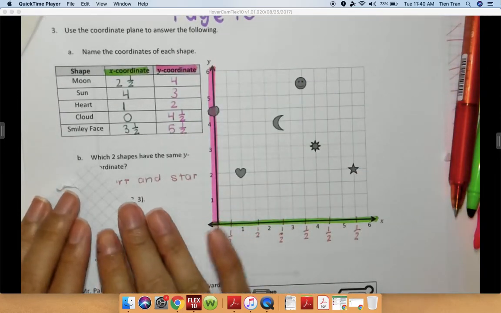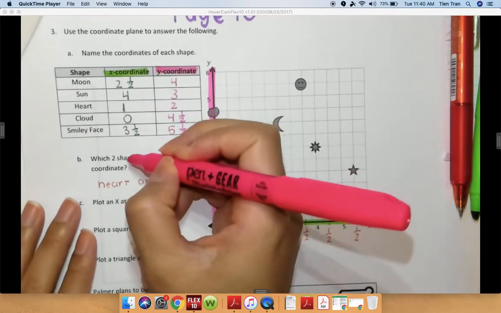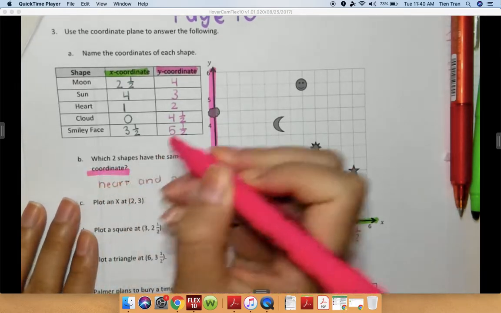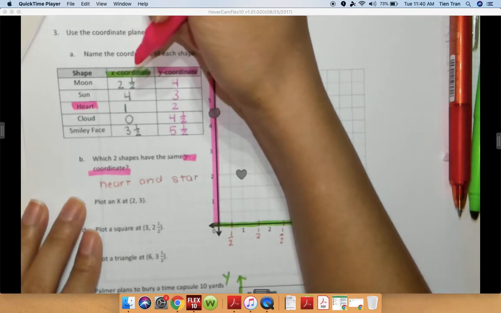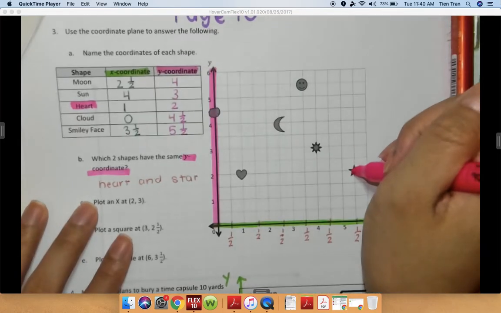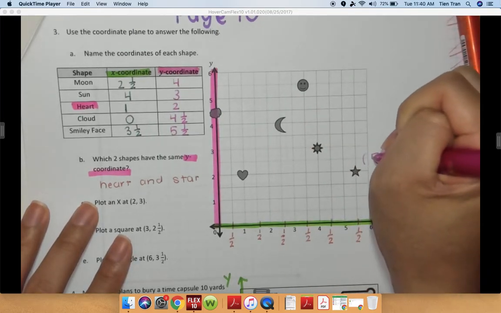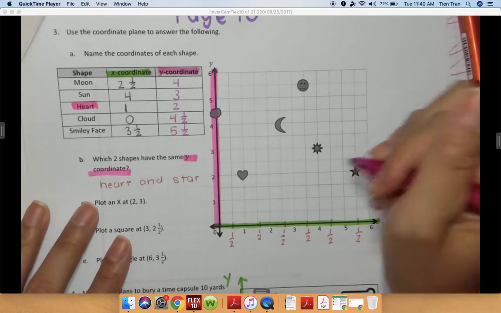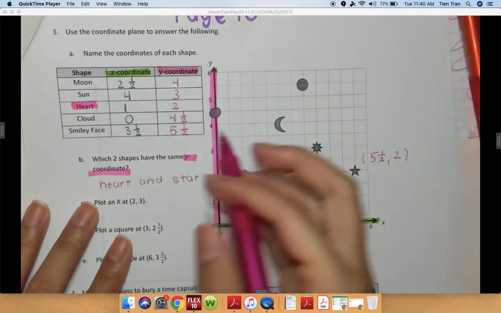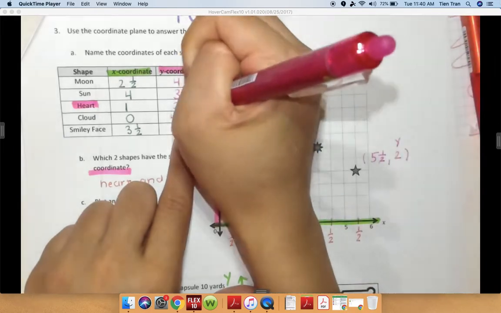For problem B, it asks, which two shapes have the same y-coordinate? Okay, so the two shapes have the same y-coordinate. So looking here, I notice that the heart and the star, which isn't identified, but for the star, your coordinates are going to be 5 and 1/2 and 2. So they both have the same coordinate for the y-coordinate. So right here is y and this one's red.